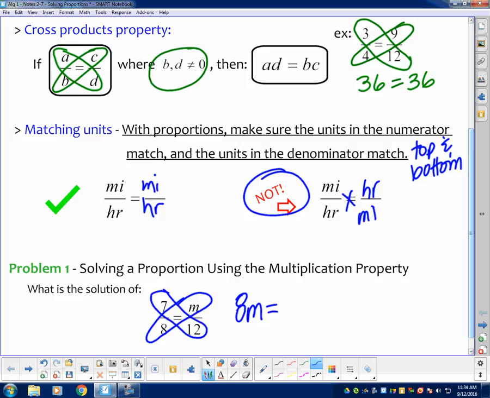And 7 times 12? Close, 84. Then you divide 84 by 8. Okay, so you will need a calculator today. Not all of our calculations come out with whole numbers. Remember, in the calculator, 84 divided by 8. What do you get? 10.5.